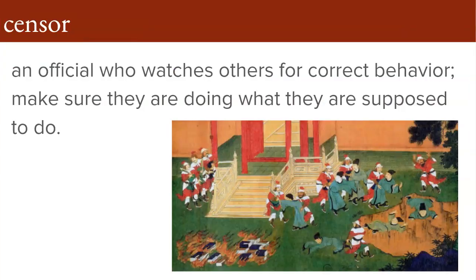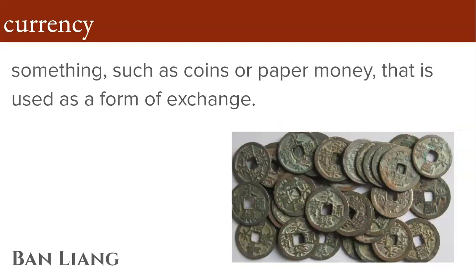Censor. An official who watches others for correct behavior. Make sure they are doing what they are supposed to be doing. Currency. Something such as coins or paper money that is used as a form of exchange. And here you can see these are coins from the Qin dynasty.